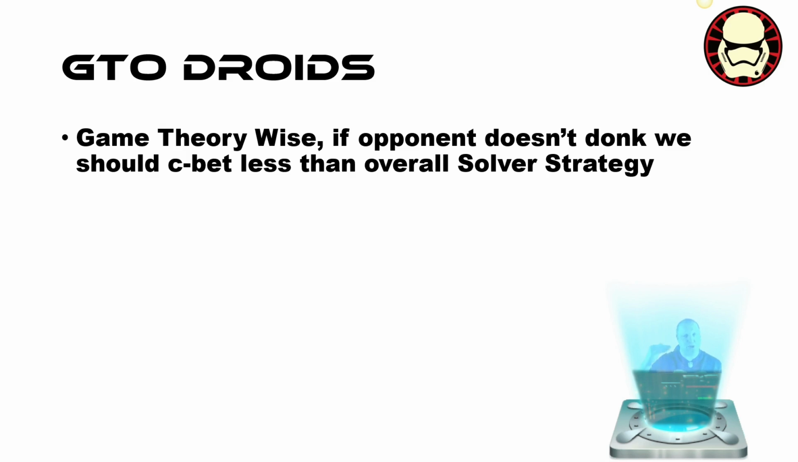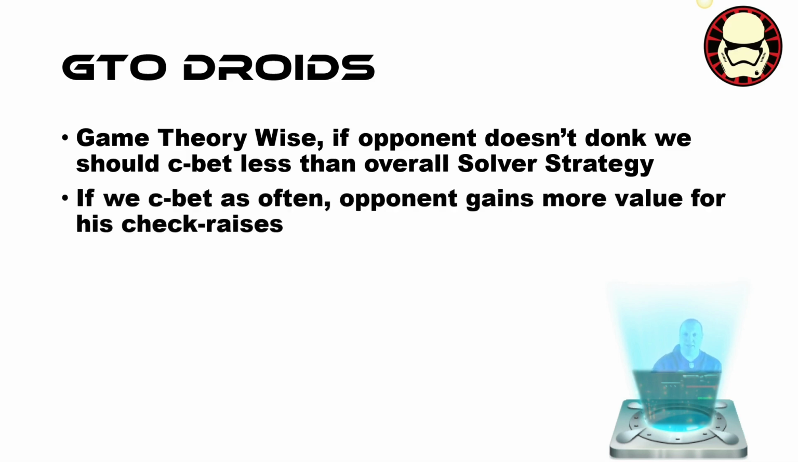your c-bet frequency should go down, because the solver assumes that the opponent donks a certain range, which means that his checking range is weaker. But if he doesn't donk, he has all his nuts and strong hands, value hands in his checking range. So you should c-bet less. If we c-bet as often as we would versus donkers when they don't donk, then the opponent gets more value for his check-raises, and his checking becomes more profitable than it would if we adjust too.